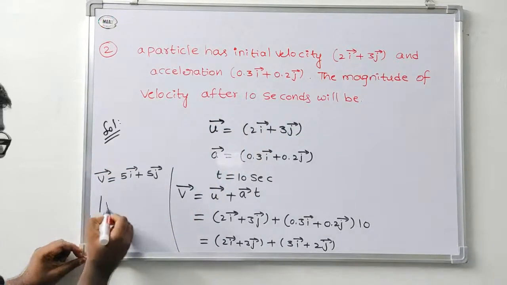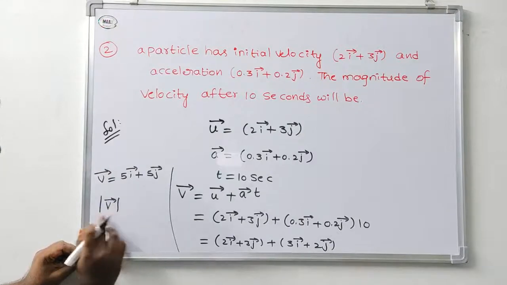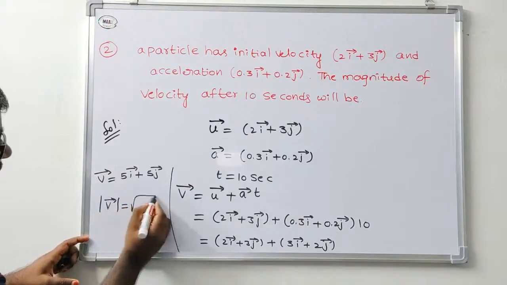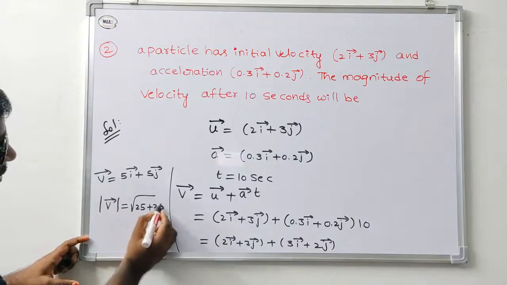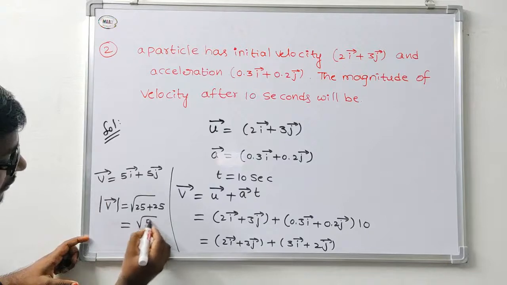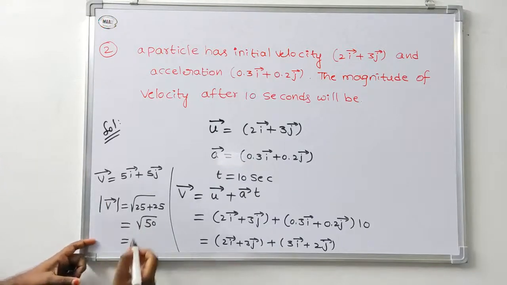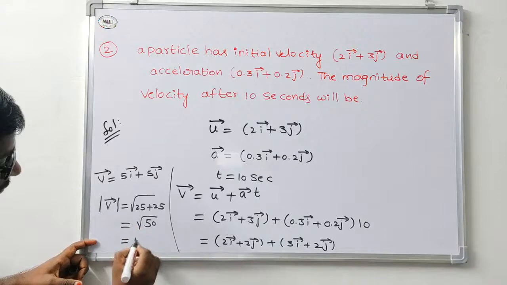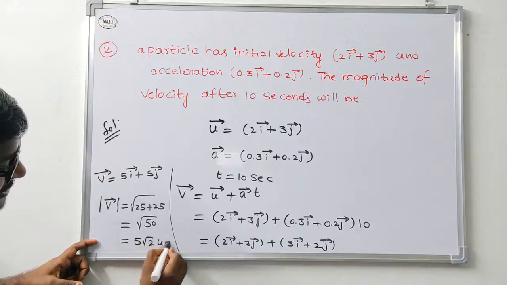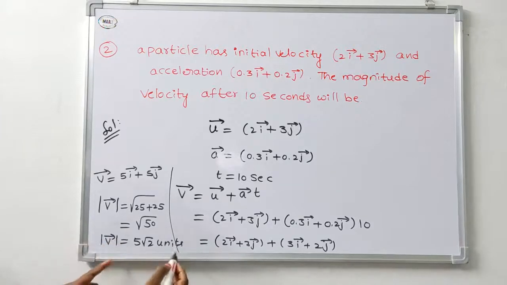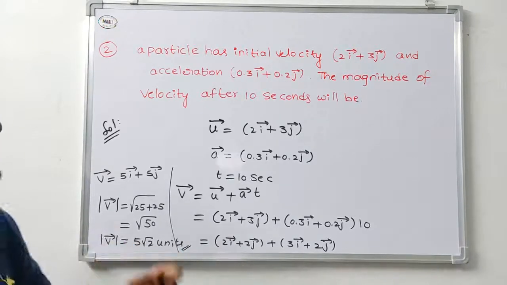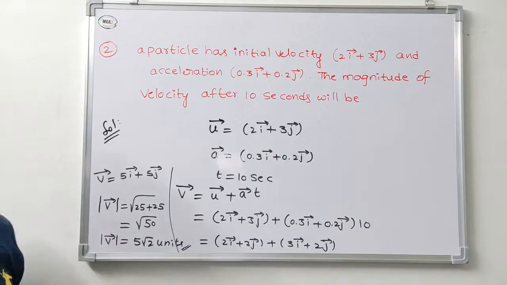Then find out the magnitude. Mod v is equal to the square root of 5² + 5², that is 25 + 25, equal to 50. So the square root of 50 is written as 5√2 units. This is the magnitude of velocity after 10 seconds, 5√2 units. This is the second problem. Next, the third problem.